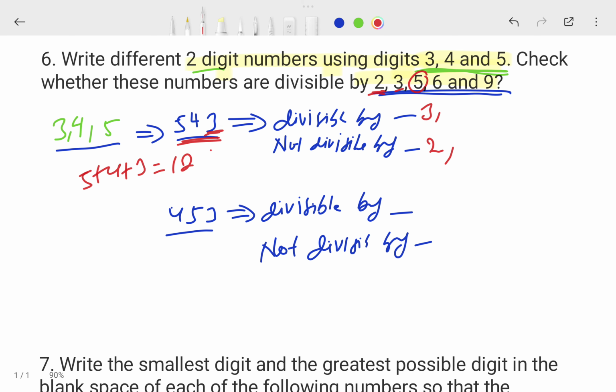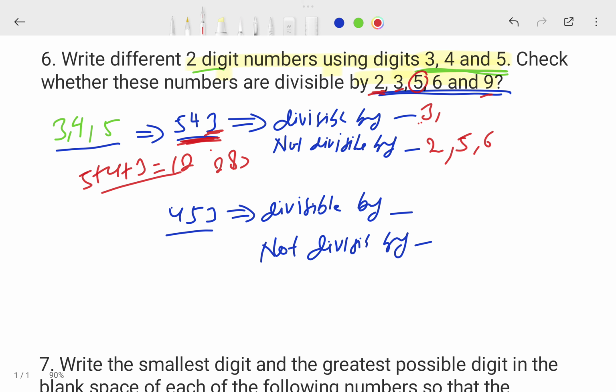In the end the number is 3. For 5, it has to be 0 or 5, so this is also not divisible by 5. For 6, if this number is divisible by 2 and 3 both, then that is possible. So here it is divisible by 3 but not by 2, so this is also not going to be divisible by 6. Okay, now you have to check whether it is divisible by 9 or not.